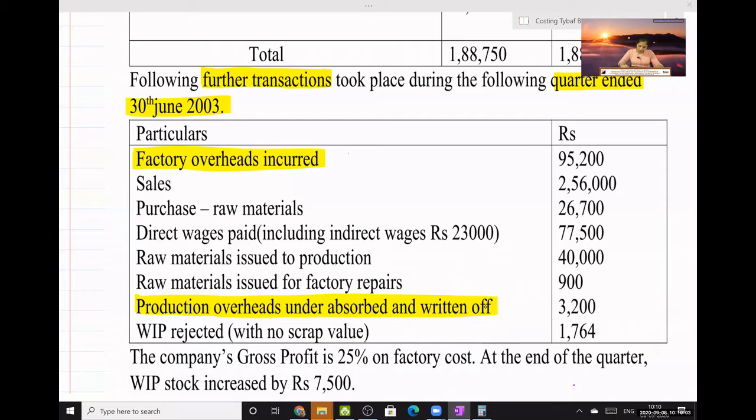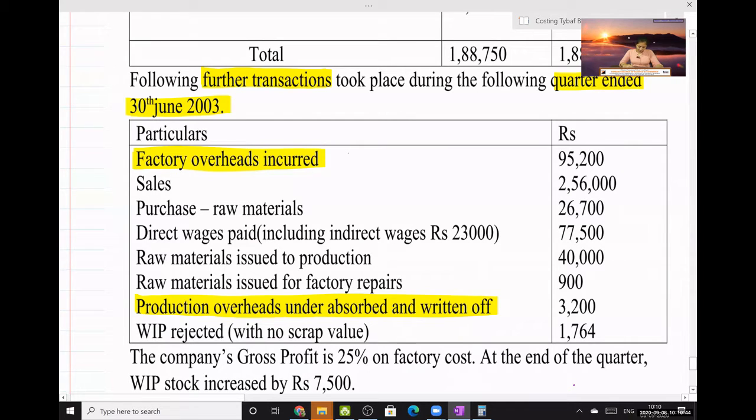Am I clear about this? Acknowledge it in the chat box. Okay, factory overheads incurred, that is paid. Factory overheads charged is not given in the question. Factory overheads under absorption is given in the question. Production overheads means factory overheads. That means the second step is missing, and that will be the balancing figure. Am I clear? Otherwise, in all the sums we have done so far, we pay factory overheads, we charge it, and absorption is the balancing figure. Okay? Yeah, fine. Thanks students, thank you for the acknowledgement.